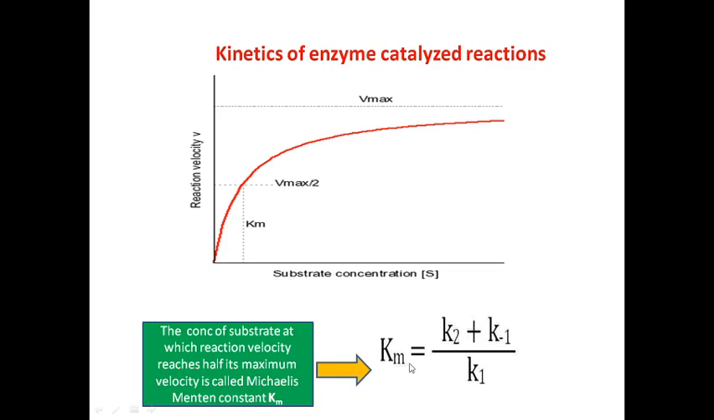Km, the Michaelis-Menten constant, is equal to K2, where the enzyme plus substrate changes into product, that reaction constant K2, plus K minus 1. I have made these parameters already clear, you must be knowing these things. All divided by K1. So Km, the substrate concentration at half the maximum velocity, is written as K2 plus K minus 1 divided by K1. I hope I am clear with the Michaelis-Menten constant.